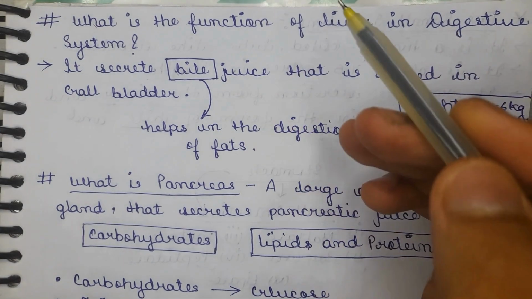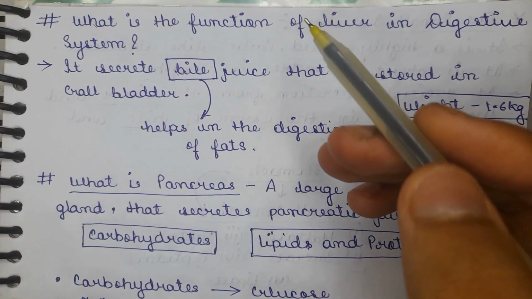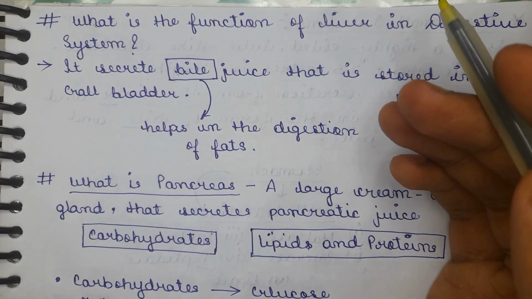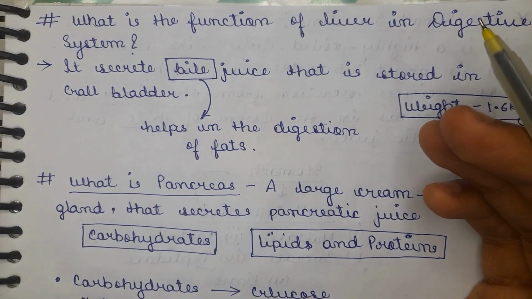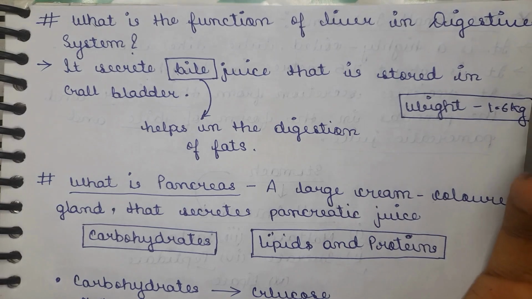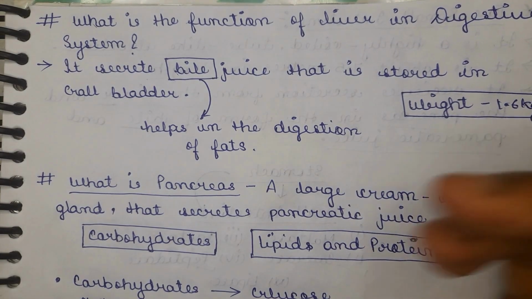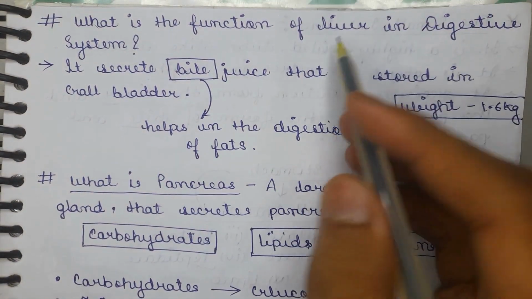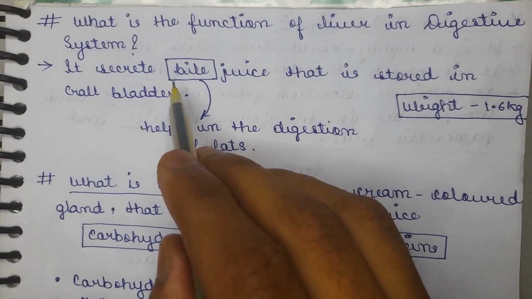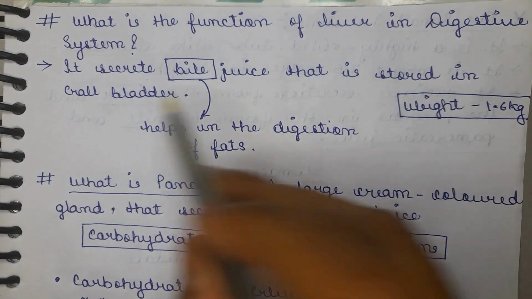So we all know that the liver is the largest gland present in the body, reddish brown in color, and situated on the right side of the upper abdomen. And we can also say that the main function of the liver in the digestive system is to secrete the bile juice that is stored in the gallbladder.